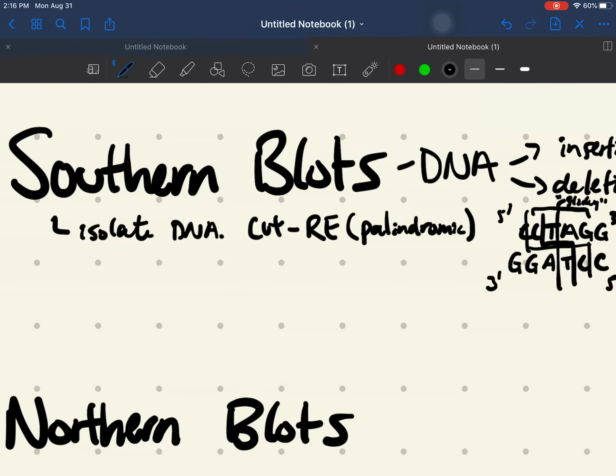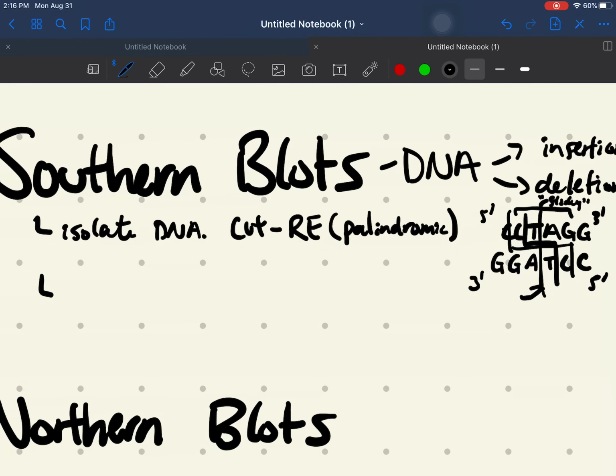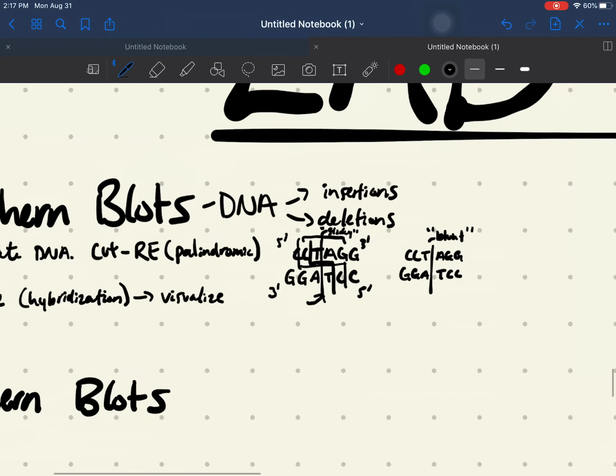Okay, so basically we're going to isolate our DNA, cut our DNA, and then after we cut our DNA, with those sticky ends that we see here, we can actually add in these things called probes. So these radioactive probes allow us to visualize, okay? And that process of the probe attaching onto the DNA is a process called hybridization, okay? And essentially that's going to allow us to visualize.